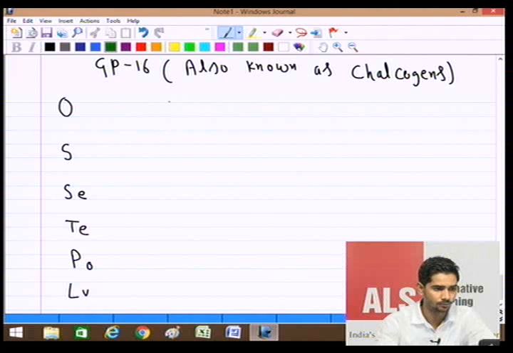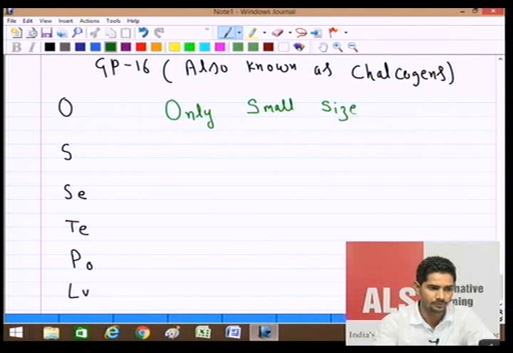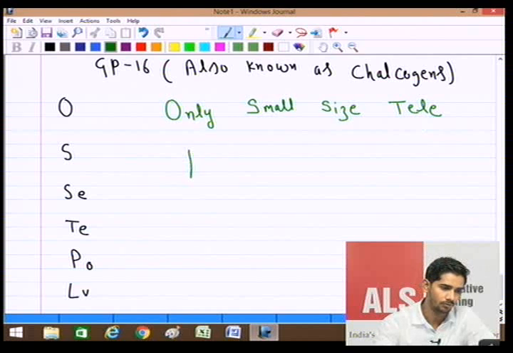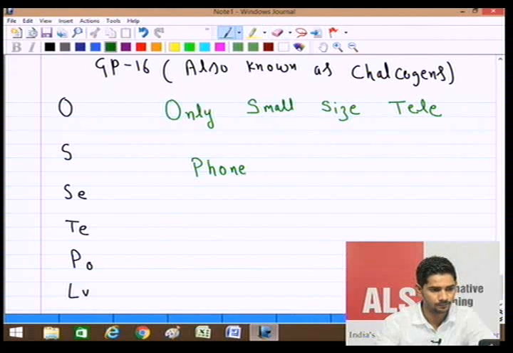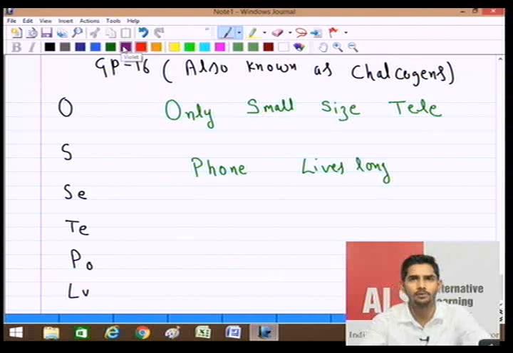This is: Only small size telephone lives long. Okay. Only small size telephone lives long.